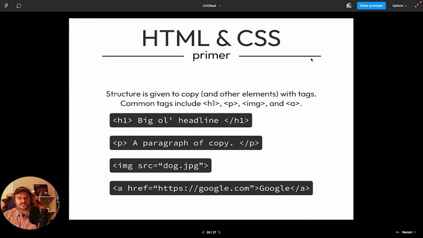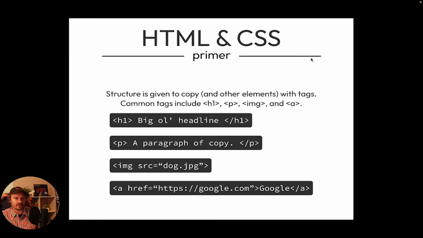And so structure is given to copy and other elements, images, and so on and so forth, with tags, as we discussed very early on in this incredibly long, I apologize, stream. And common tags include H1, which is the heading tag that we've discussed ad nauseam at this point, P, which I just mentioned, and P is paragraph, IMG, which is image, and if you recall, IMG is a void element. There is no ending tag for image. And then we have A, which is short for anchor, and it is how you give a link to another web page, to another resource, I should say. It doesn't have to be a web page.